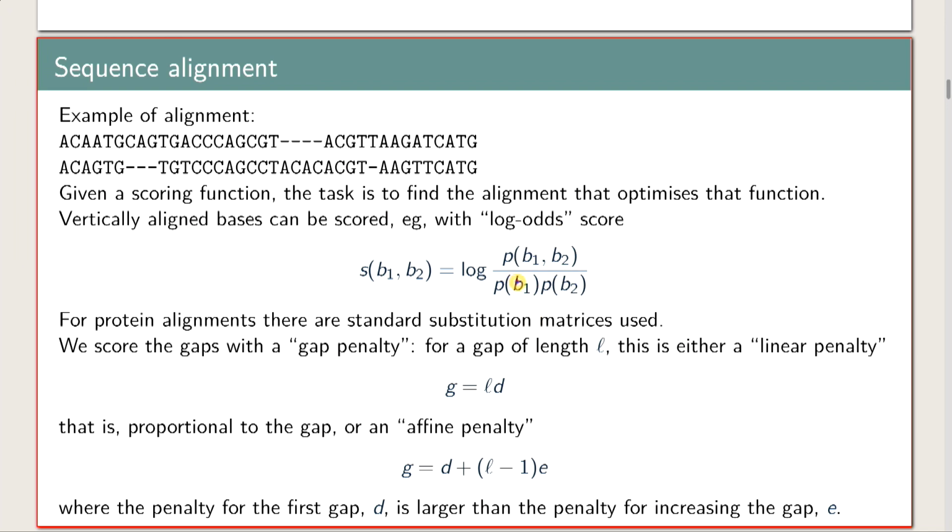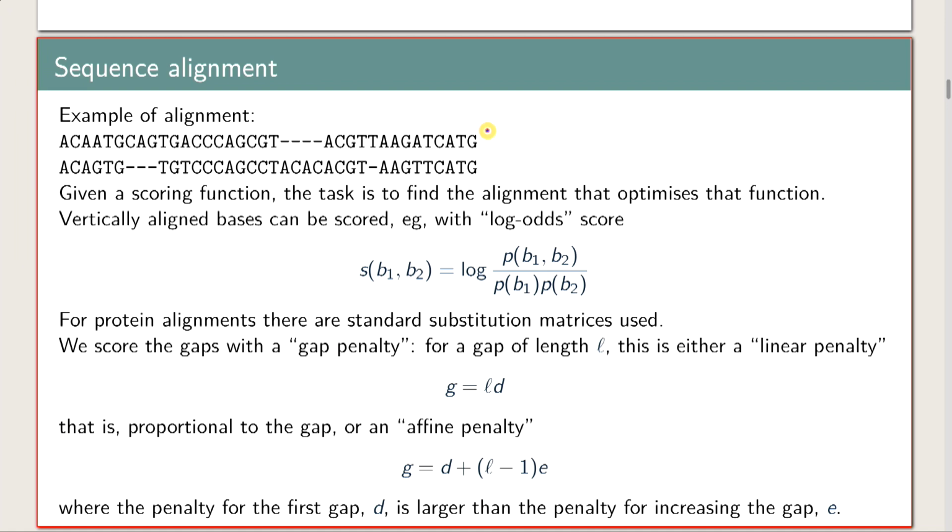So the ratio is the likelihood ratio, the probability ratio, or the odds, and the log of it is the log odds. And this is a reasonable score to use, and this can be done additively across all pairs of nucleotides to give you a total score. And that's a reasonable thing to optimize.